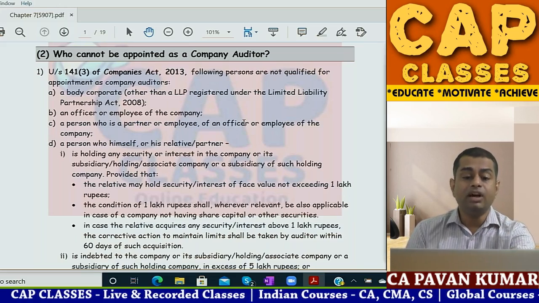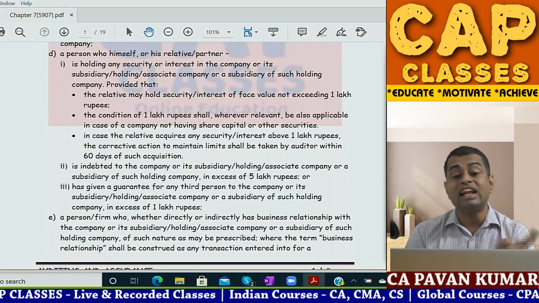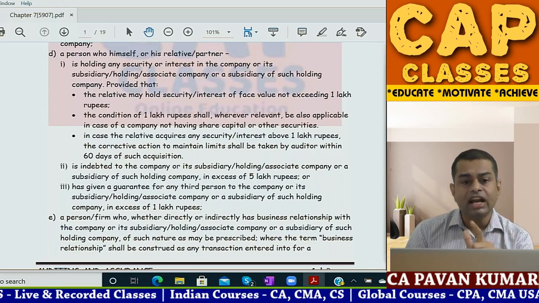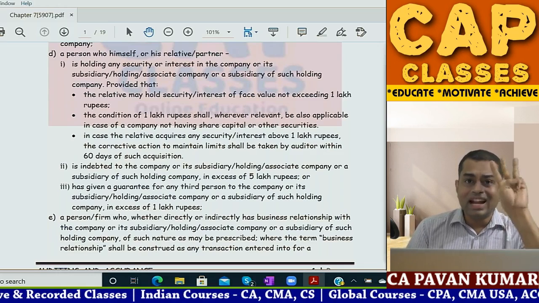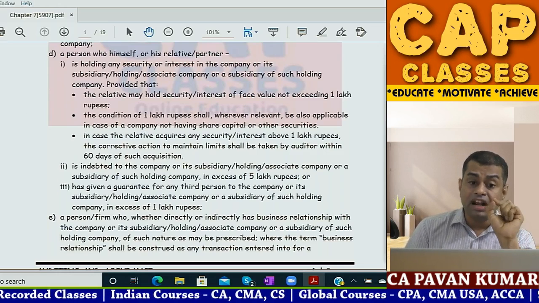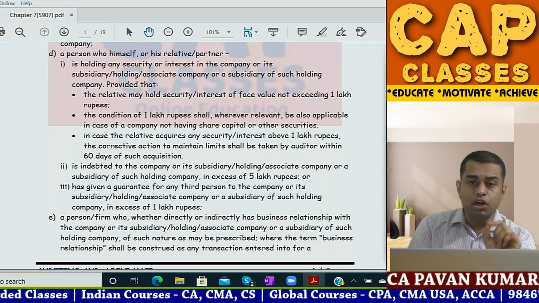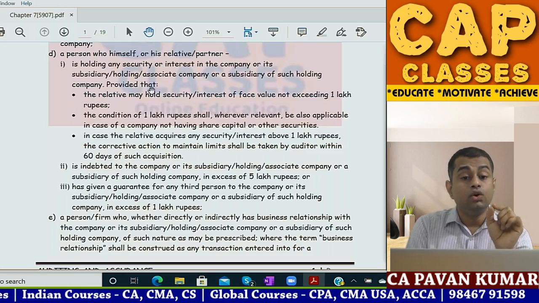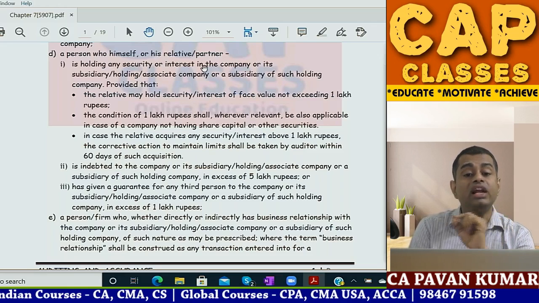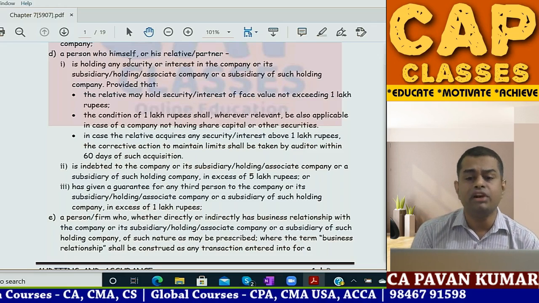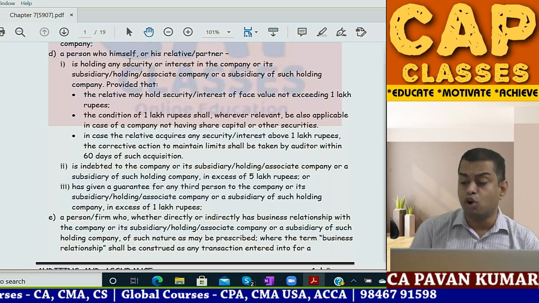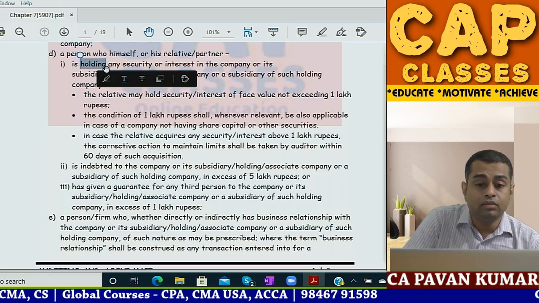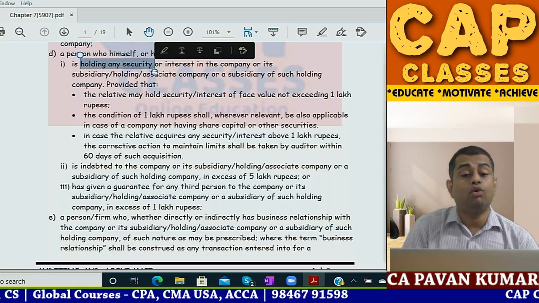Then D, a person who himself or his relative or his partner. There are three disqualifications, Roman 1, 2, 3, that I have written. Observe them carefully. 1. Who is holding a security in a company. Holding a security or interest in a company is also nothing but ownership. Ownership interest we call. So this is shareholding.